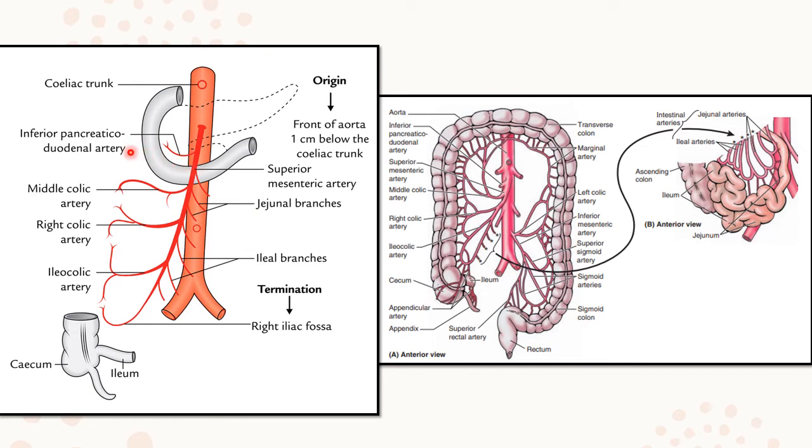The major branches from the right side are the inferior pancreaticoduodenal artery. As you can see, this is running in the groove between the pancreas and the duodenum, and it is going to anastomose with the superior pancreaticoduodenal artery. We have the middle colic artery over here. We have the right colic artery, and finally we have the ileocolic artery. And as you can see, this ileocolic artery is giving a branch which is anastomosing with the superior mesenteric artery, and this is the termination of the superior mesenteric artery in the right iliac fossa.